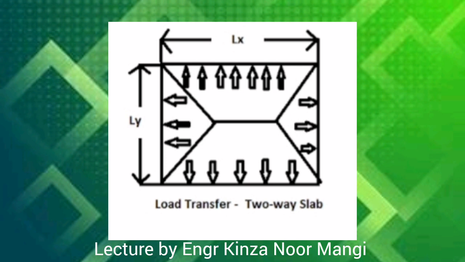Load transfer mechanism of two-way slab. Loads on a two-way slab are transferred to all beams on all sides. So each beam supports an amount of load from the slab. The slab is commonly divided into trapezoidal and triangular areas by drawing lines from each corner of the rectangle at 45 degrees.